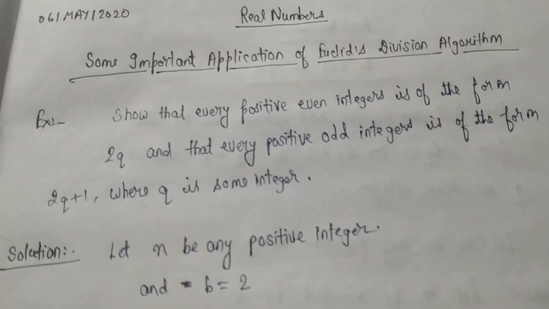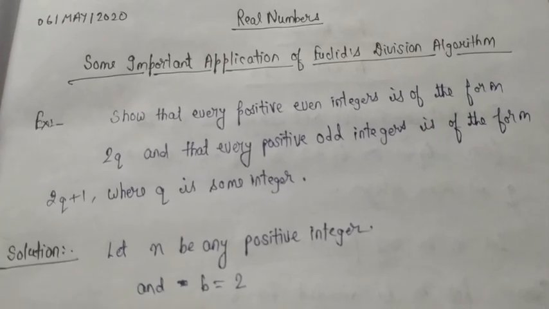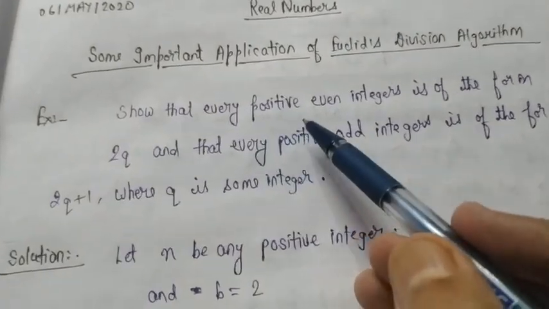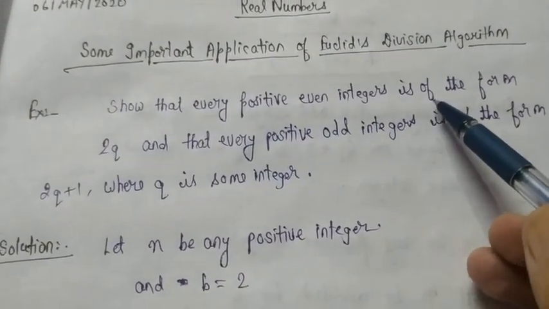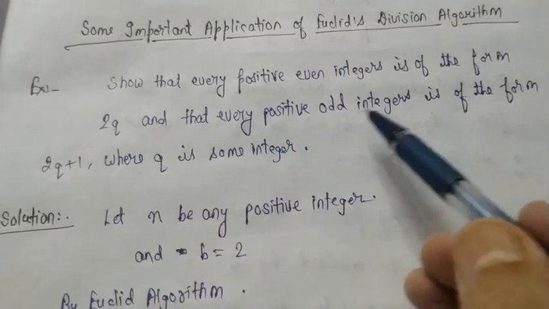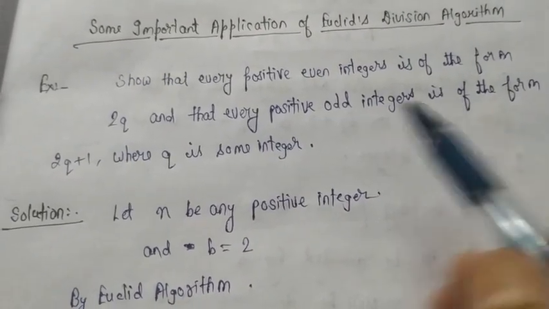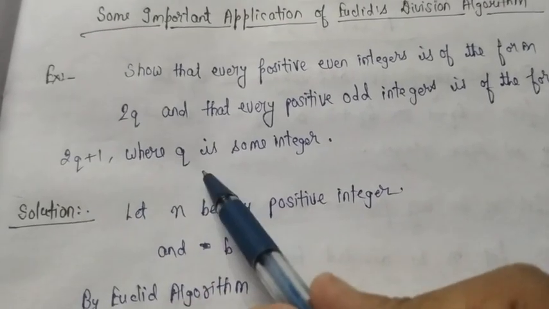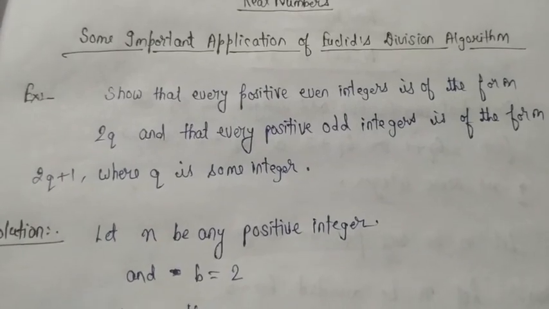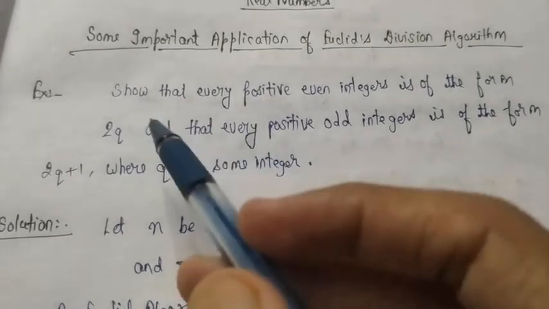So let's move. See, I have written one question. Show that every positive even integer is of the form 2q and that every positive odd integer is of the form 2q plus 1, where q is some integer. I am going to repeat this question again.